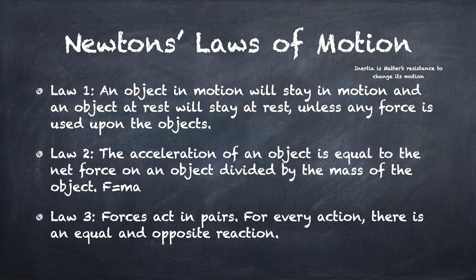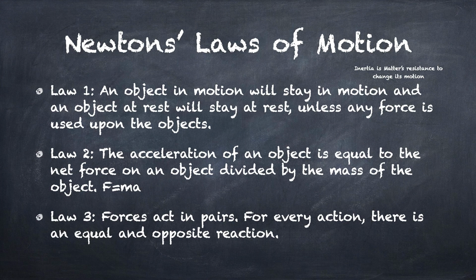The second law pronounces that the acceleration of an object is equal to the net force on the object divided by the mass of the object. As we learned in the last slide, net force is the total amount of force acting on an object. So, the second law is actually saying that acceleration is equal to the net force divided by the mass, or net force is equal to mass times acceleration. This is shortened to F equals ma, where F is for force, m is for mass, and a is for acceleration.